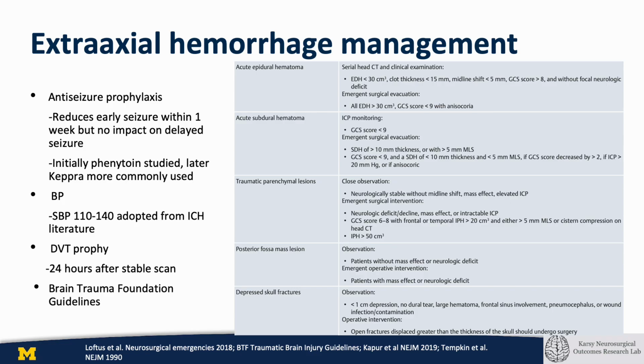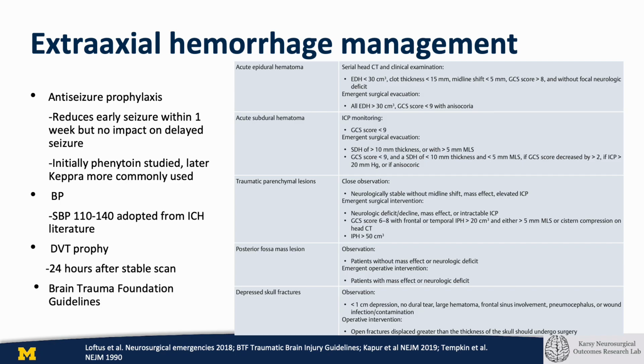We maintain the systolic blood pressures between 110 and 140. These are particularly adopted from the ICH literature, and various studies in the traumatic brain injury literature also indicate that patients outside of these windows typically have poor prognosis. So these are the numbers we try to keep. We try to maintain DVT prophylaxis early due to the high risk of DVTs for these patients, and there are additional guidelines in the Brain Trauma Foundation which can be used to guide these different options and discuss the level of evidence that supports them.